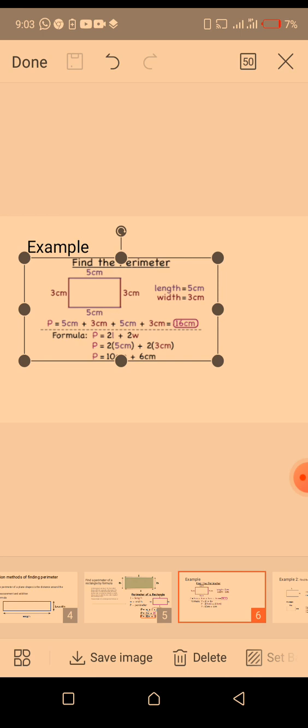This is the addition of the 4 sides of the rectangle, which if you add up, 5 centimeter plus 3 centimeter will give you 8 centimeter. 8 centimeter plus 5 centimeter will give you 13 centimeter. 13 centimeter plus 3 centimeter will give you 16 centimeter.